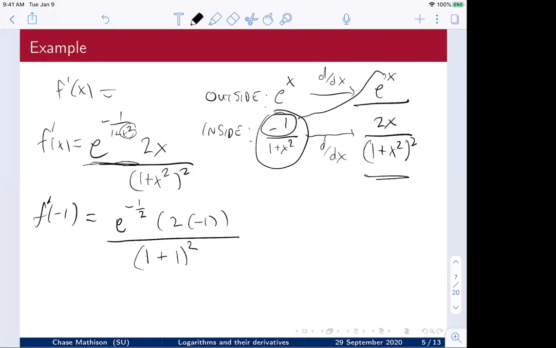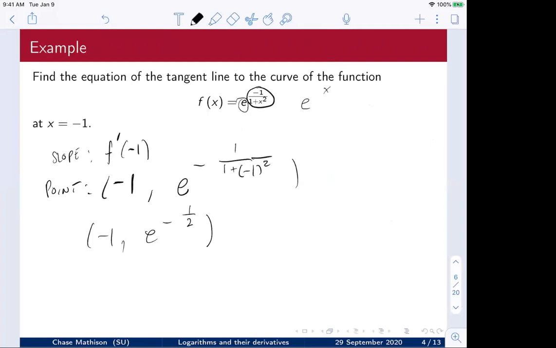So this is then equal to, well, this is going to give me negative 2 e to the minus 1/2 divided by 2 squared, which is 4. Or in other words, negative 1/2 e to the negative 1/2. Beautiful. Science. Okay, so there's my slope.